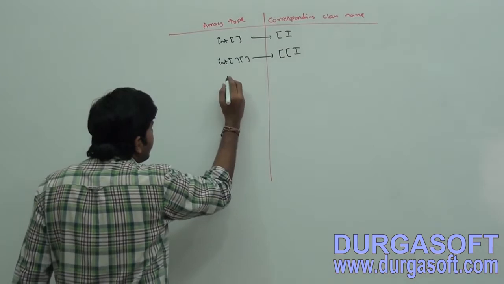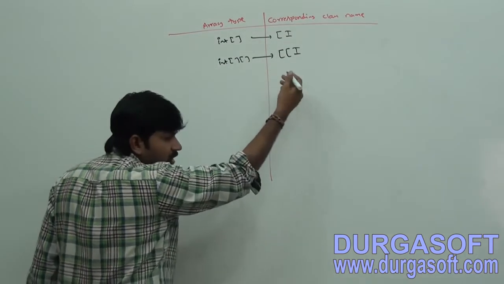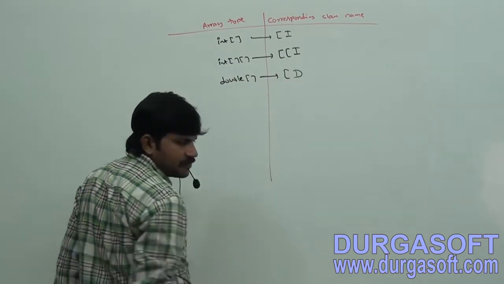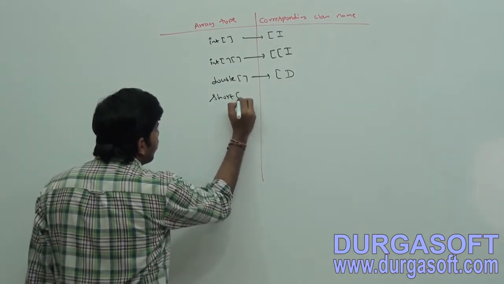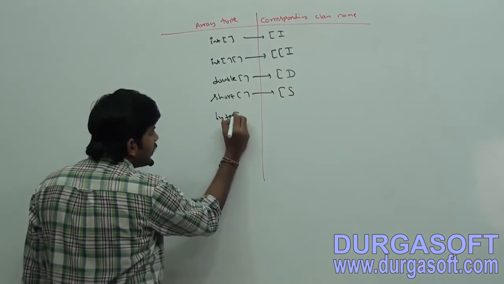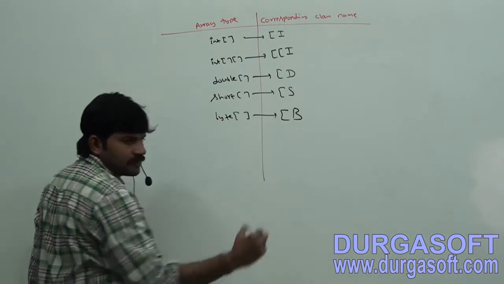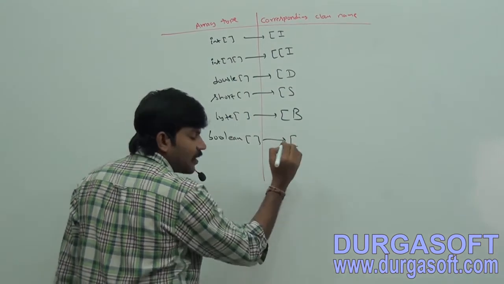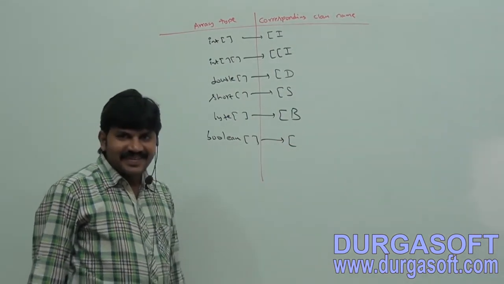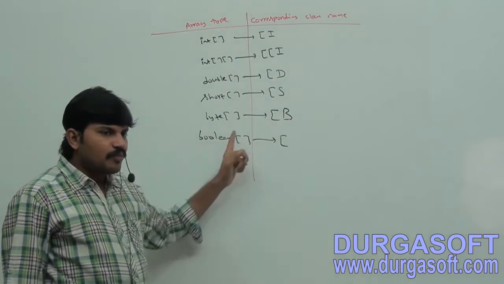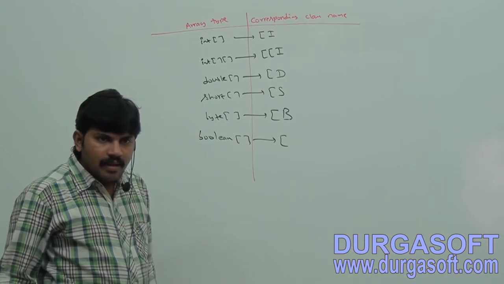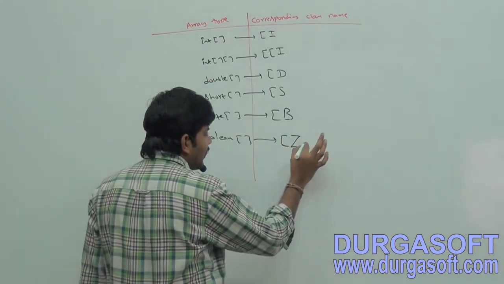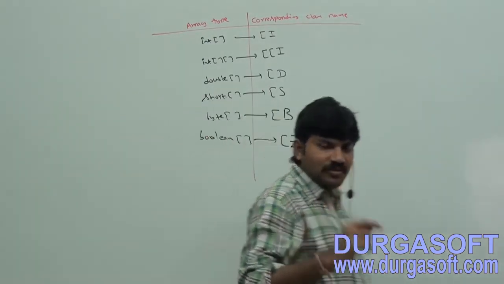For three dimensions, it is just three square brackets. If I take a double array, then [D. A short array, [S. A byte array, [B. A boolean array, [Z. Let me show this.